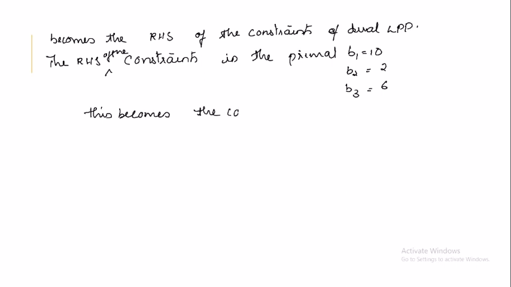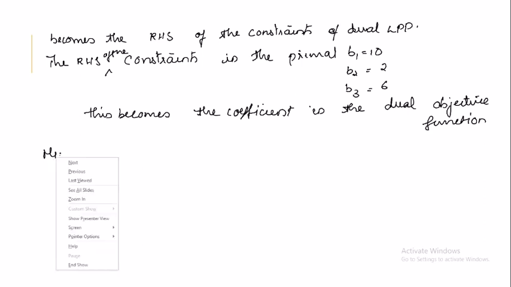So this becomes the coefficient in the dual objective function, the objective function in the dual problem. Now finally, what we have over here is maximization, so we say that the dual problem should be of a minimization type, and let's see what we will get.